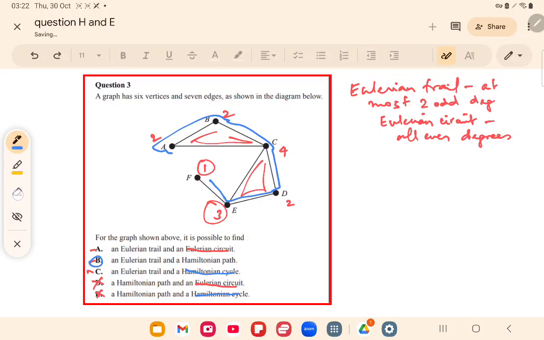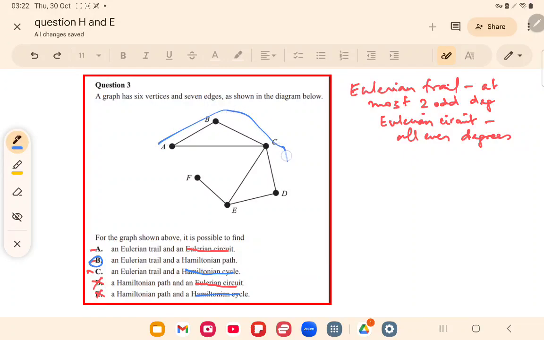Now let's check and see if a Hamiltonian path is possible here. Clearly we can see wherever we start from, we can actually touch every vertex once. So a Hamiltonian path is possible. And that confirms our option B.